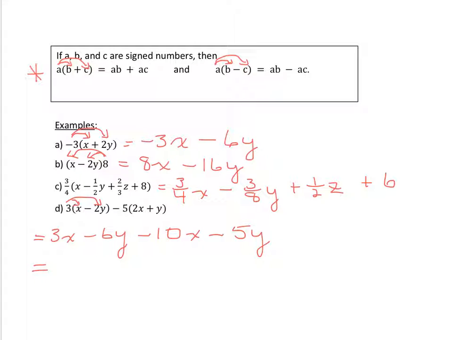And now let's combine our x's first. Because this is not in simplified form. In simplified form, we've combined all the like terms that we can. So I have a 3x and subtract 10x, so that'll give me negative 7x. And I have a negative 6y and a negative 5y, so it's negative 11y.